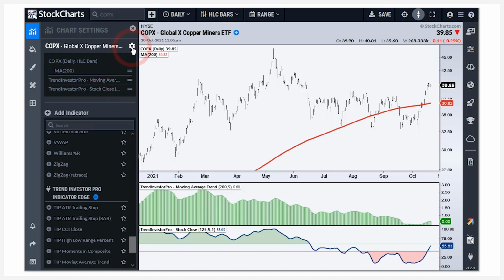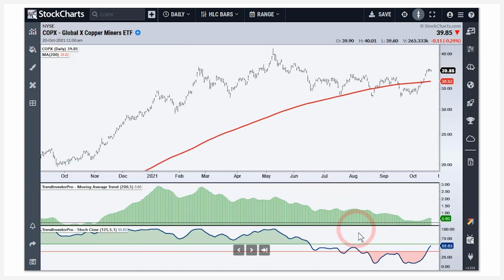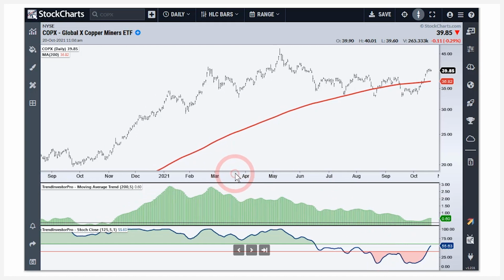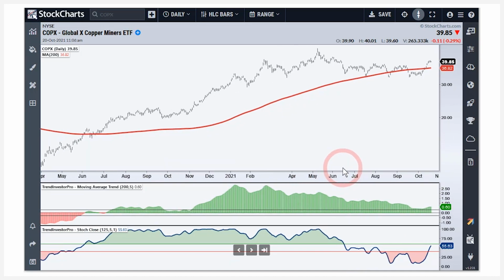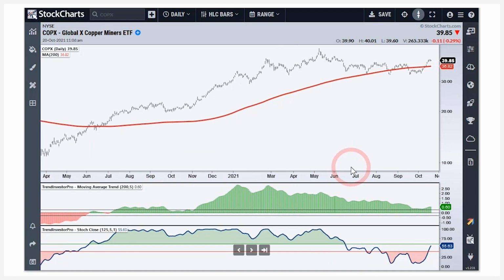I chose Stoke Close because I like it to identify trends and to rank ETFs. It basically gives you a volatility adjusted ranking of price strength, if you will. There's more about that on my website here. But because it's locked into 125 days, it doesn't always capture the big trend. It's looking for that sweet spot, that 4 to 6 month trend.